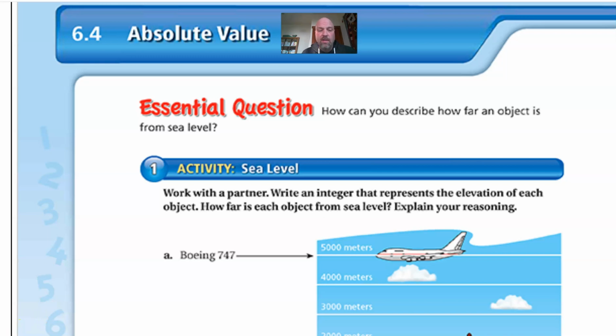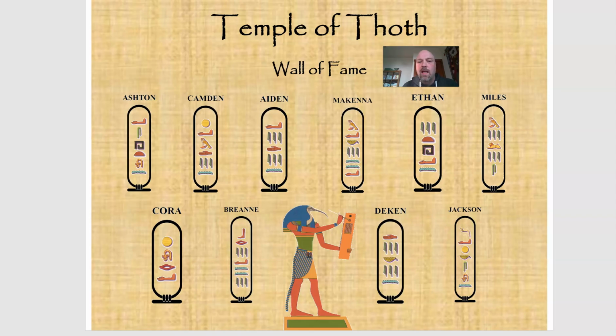We're going to talk about that in a second, but we have some other things we need to look at. So let's take a quick check. Looking at the temple wall, it's starting to get full. Congratulations, Brianne, Deacon, and Jackson for joining the club. I hope you'll get on here too. It's going to stay here forever, as long as I'm a teacher and running this. We'll see how many we can get on there.